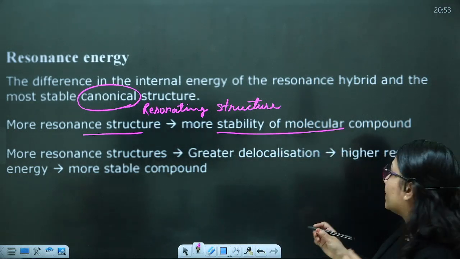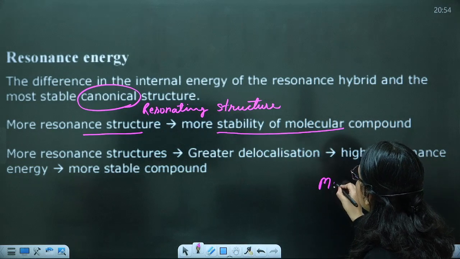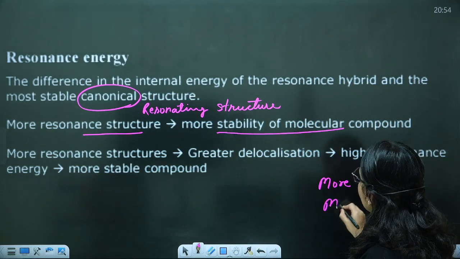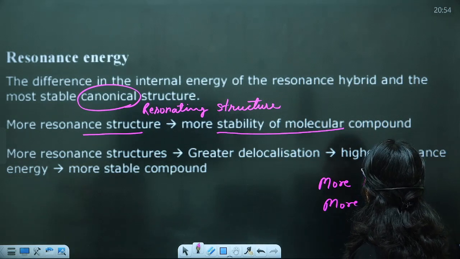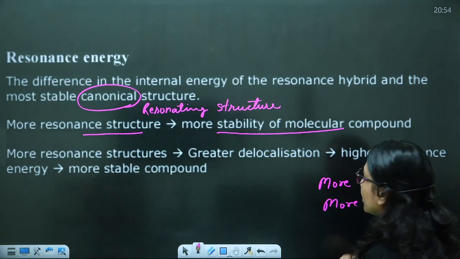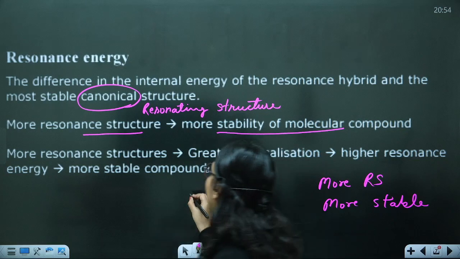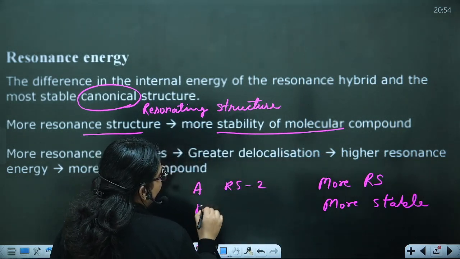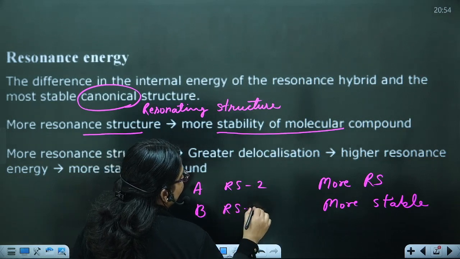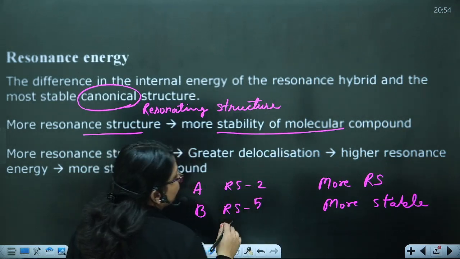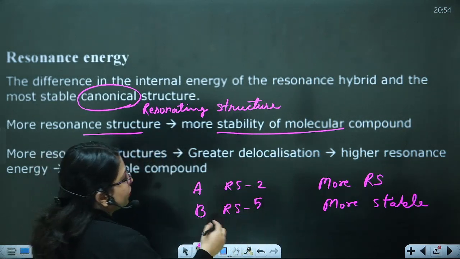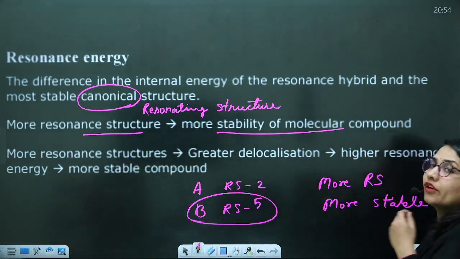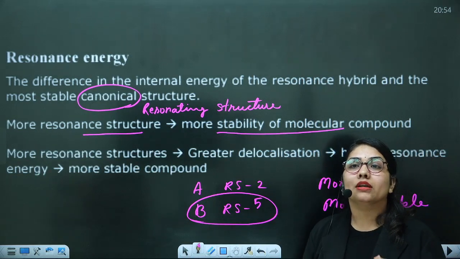Now see, the more resonance structures, the more stable the molecular compound is. You have to always remember that the more the number of resonating structures, the more stable will be the compound. If there is a question where compound A has 2 resonating structures and compound B has 5, which one is more stable? The one having the more number of resonating structures will be the stable one.